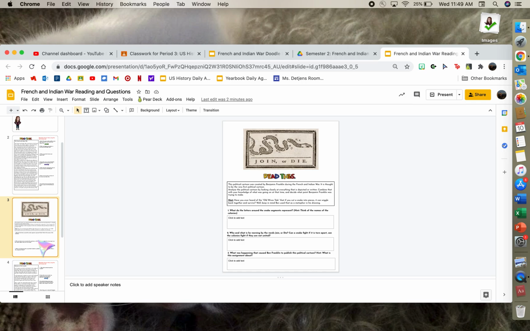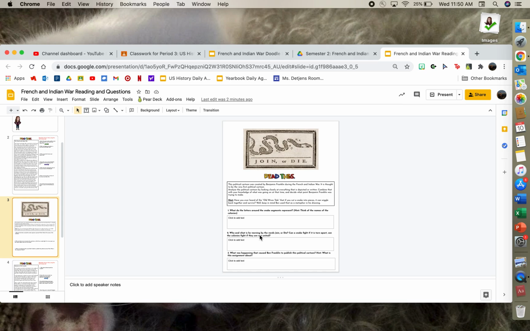Okay, so Join or Die. So what you have here is a political cartoon, and this was made by Benjamin Franklin. You're going to read this little blurb right here about this cartoon, and then you're going to answer the questions below. So it says, what do the letters around the snake represent? It says, think of the American colonies. If you look at these little initials, you'll notice that some of them sound like some of the colonies that you learned about. Again, it's going to be a lot easier to answer these questions if you read this right here and you take my hints.